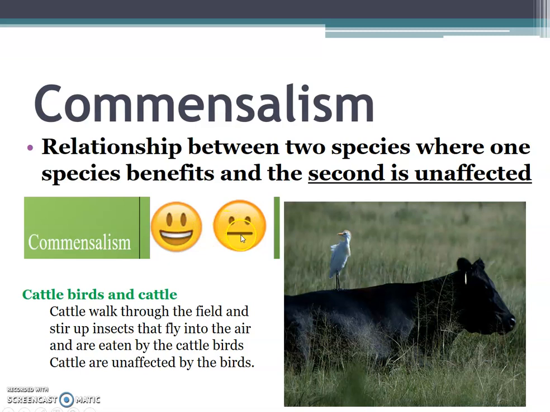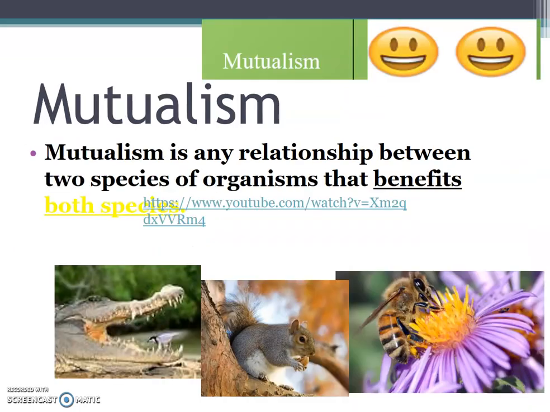Okay, but the cow is unaffected. The bird's not helping the cow. The bugs aren't hurting the cow. So no one's really helping the cow or hurting the cow. In this situation, the cow is unaffected. He's just kind of meh. He's not happy. He's not sad, right? He's unaffected. But the bird is actually getting food from their relationship. I'll show you guys some more examples of this one in a little bit.